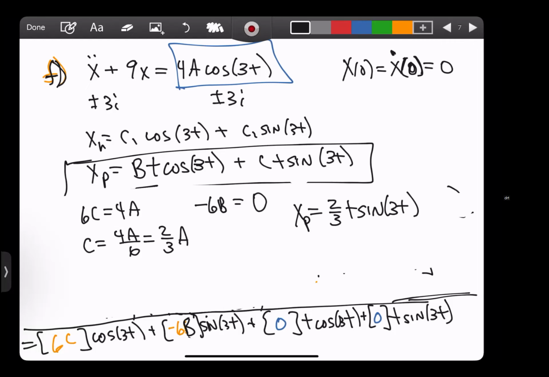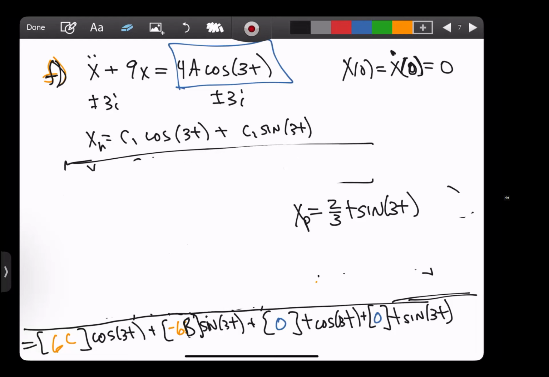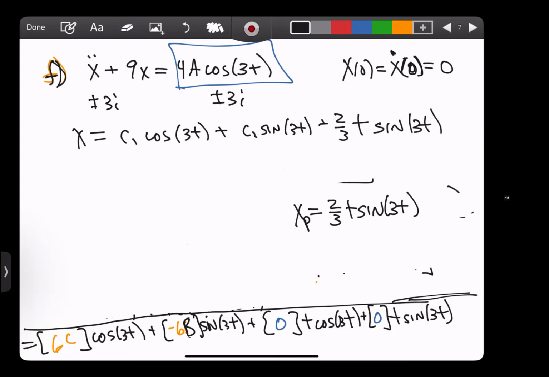Oh, right. So, yep, that is all good. I'm happy with that now. So xp is 2/3 t sine of 3t. And that means our x is going to be c1 cos 3t plus c2 sine 3t plus 2/3 t sine of 3t. Now we got to find c1 and c2. Those are coming from our initial conditions. So when you put in t equals 0, you get c1 equals 0.